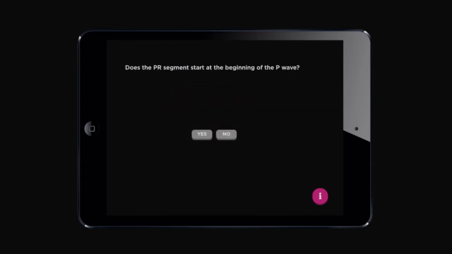Also included are some text questions regarding basic aspects of the ECG as it relates to STEMI recognition. Some of those aspects include the PR segment and the ST segment.